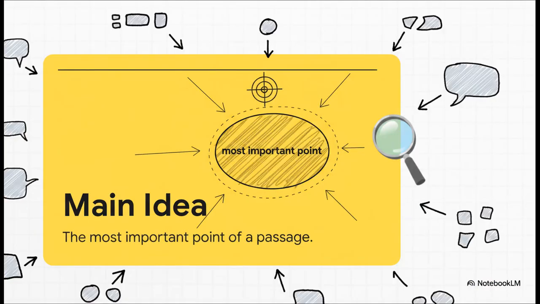All right, before we can tackle those massive, intimidating passages, we have to define exactly what it is we're actually looking for. So, the main idea. This is simply the most important point of a passage. I really want to emphasize that. The most important point. It is the absolute center of the author's overarching goal. Literally everything else in the text is just there to serve that one main point.